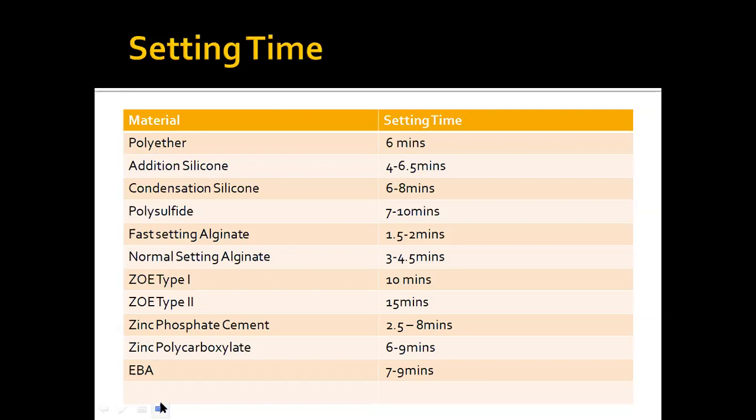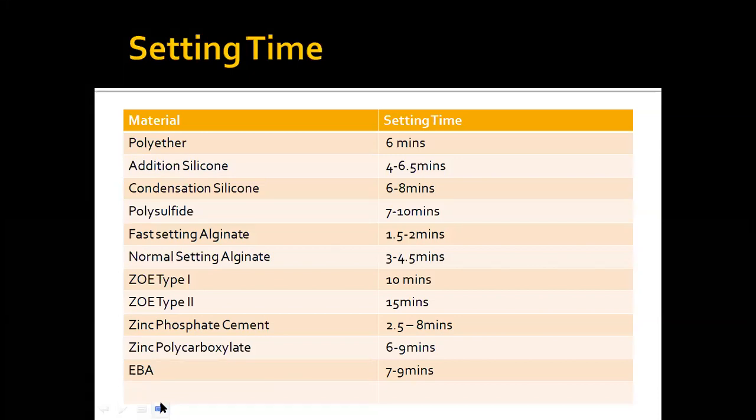If they ask you highest among these impression materials, then if ZOE type 2 is the option, then definitely that goes as highest. Okay, remember, see the options well. Don't be in a hurry and say polyether only, or polysulfide only, no. Just see all the options, whether ZOE is also there in the options or not.